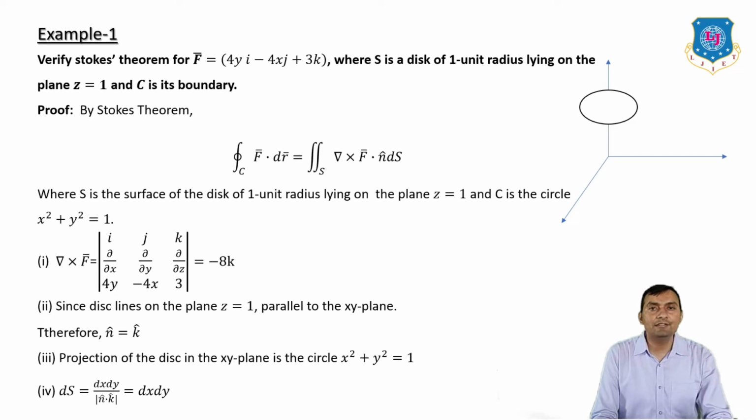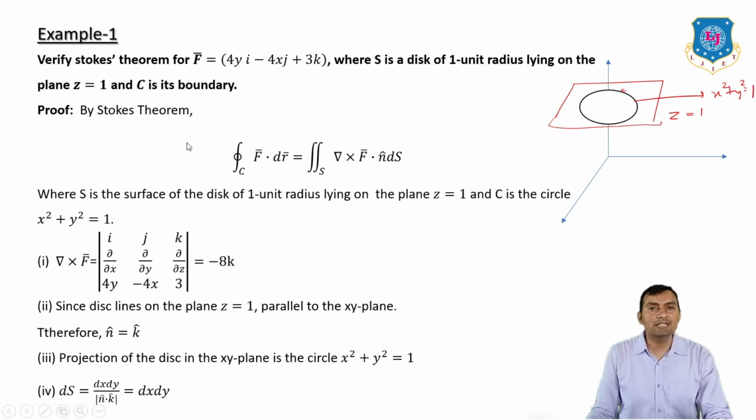So let us see the first example. Verify Stokes theorem for F = 4yi minus 4xj plus 3k, where S is a disk of 1 unit radius lying on the plane z equal to 1 and C is its boundary. So here C is its boundary. This is our plane, z equal to 1. So this is a circle x square plus y square equal to 1.